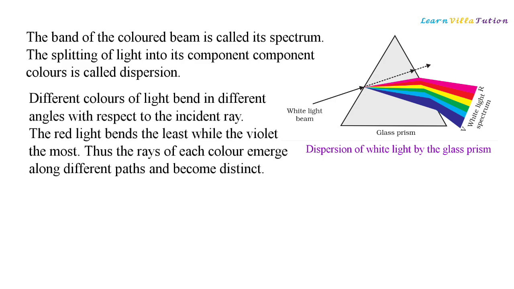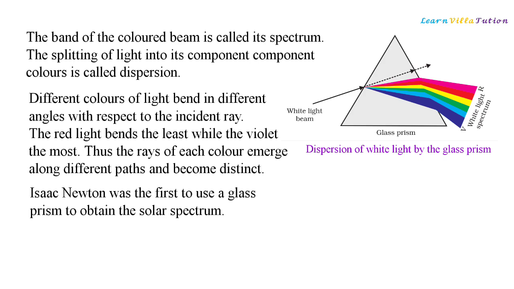Different colors of light bend at different angles with respect to the incident ray. The red light bends the least while the violet bends the most. Thus the rays of each color emerge along different paths and become distinct.